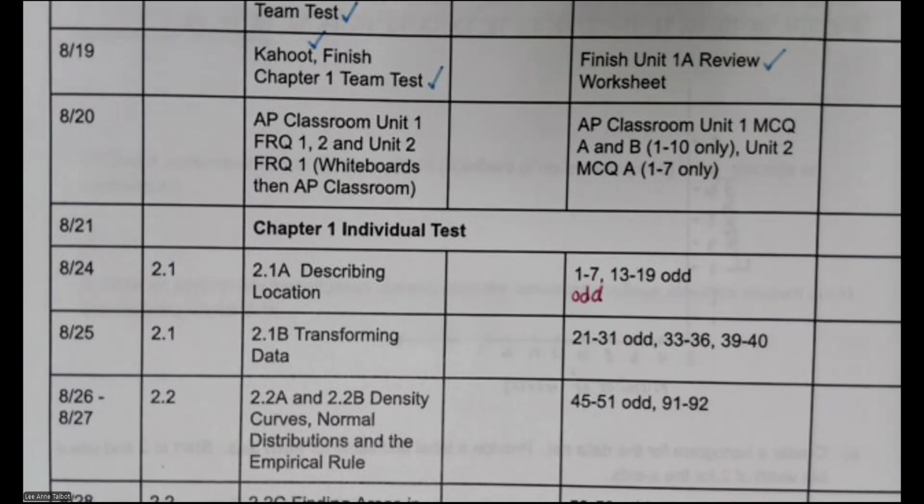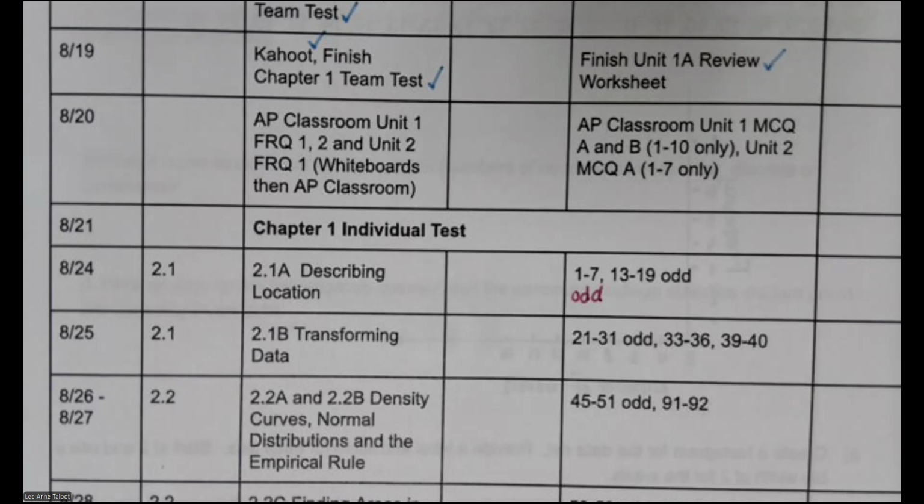A bunch of you guys, by the way, on the summer work, did all of the problems when you only had to do the odd ones. I appreciate the extra practice, but you guys know what odd means? Okay. So a couple of things. First, put odd right there. So it's 1, 3, 5, 7, 13, 15, 17, 19, 8 problems.